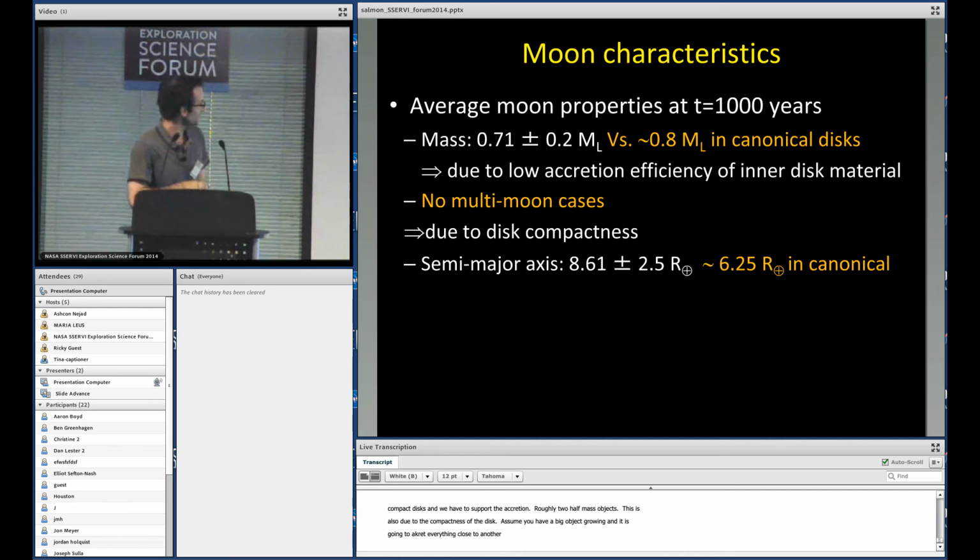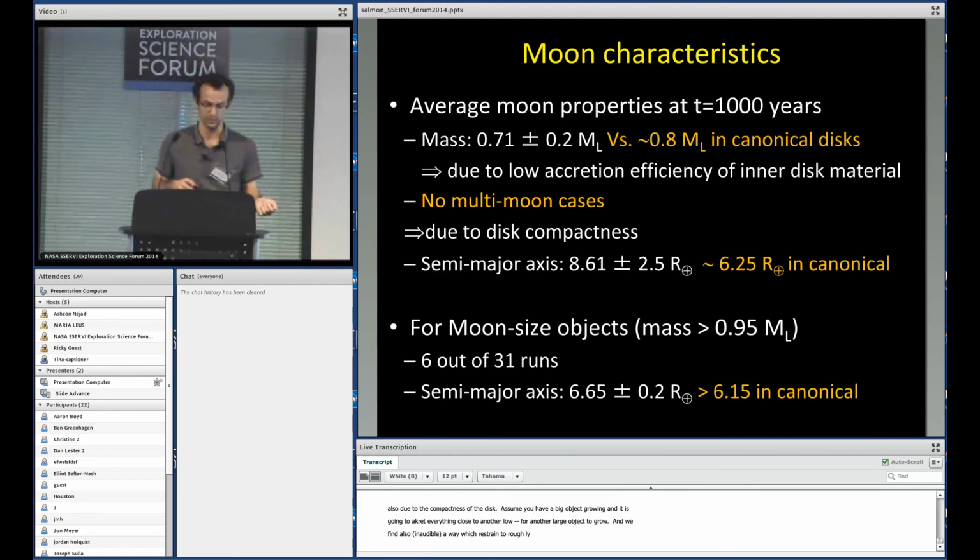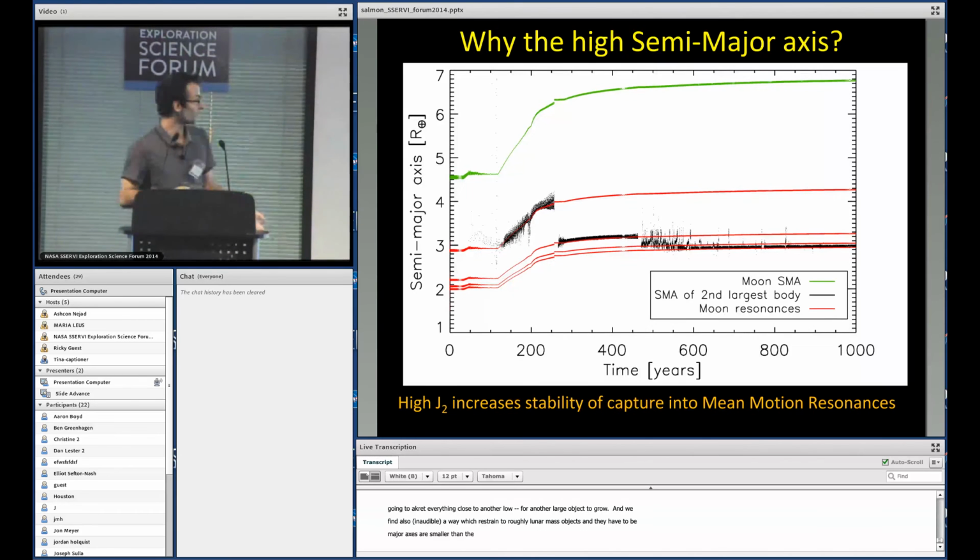And we find also semi-major axes that are larger than in canonical cases. However, if you restrain ourselves to the roughly lunar mass objects, this occurs in 6 out of the 31 runs that we considered, and they have semi-major axes that are smaller than the overall average, but still larger than what we found in the canonical case.